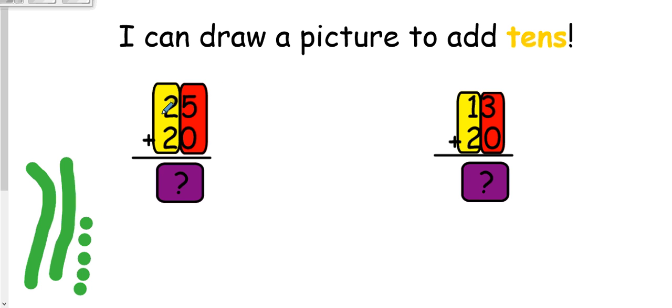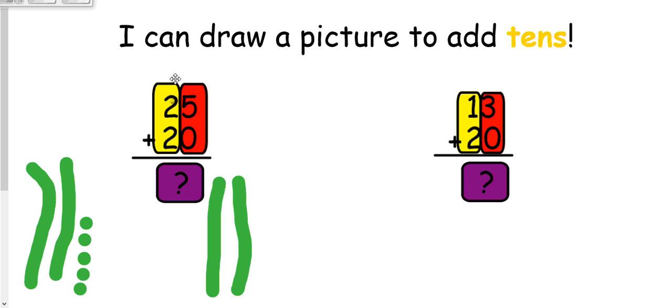What are we putting together with 25? 20. 25 put together with 20. Does 20 have any tens? It does. It has 2 tens, so I'm going to draw 2 tens. Does 20 have any ones? No, no ones.